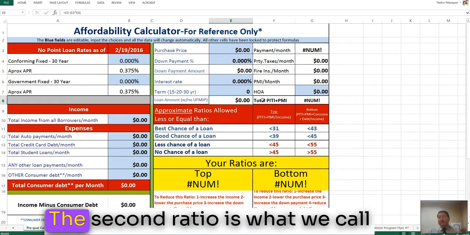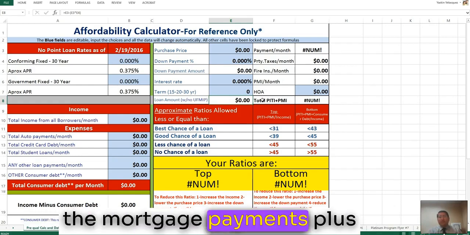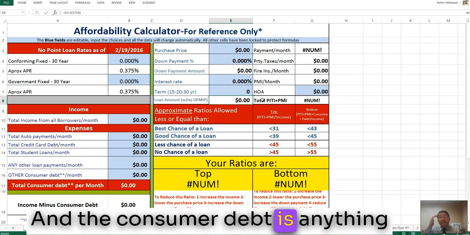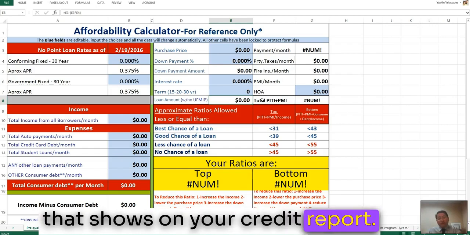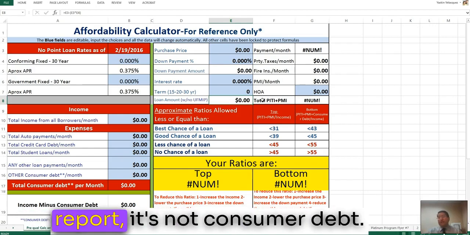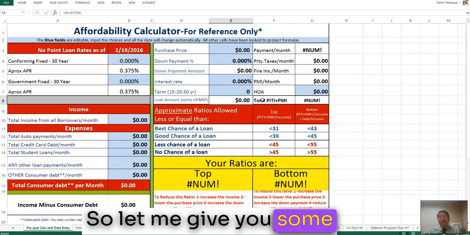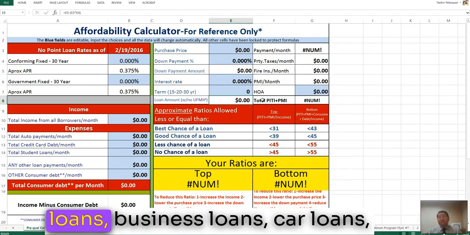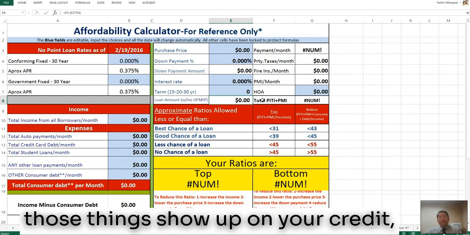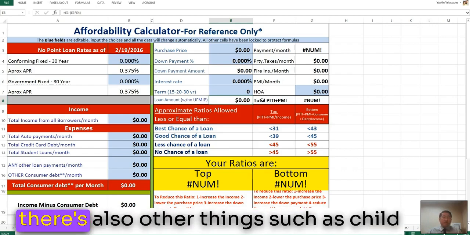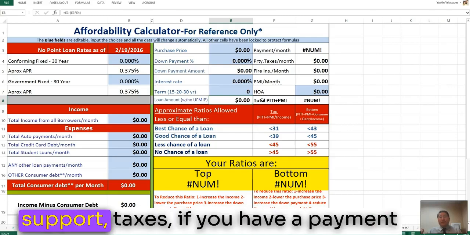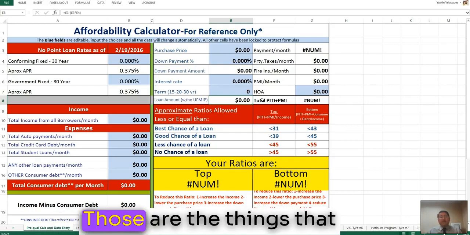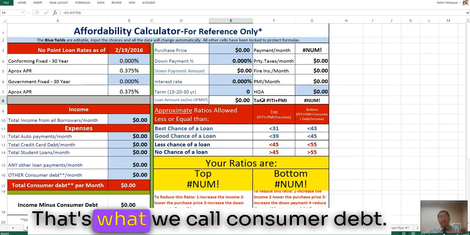That's the first ratio. The second ratio is the mortgage payment plus credit or consumer debt. The consumer debt is anything that shows on your credit report. If it doesn't show on your credit report, it's not consumer debt. Let me give you some examples of consumer debt: credit cards, student loans, personal loans, business loans, car loans. Those things show up on your credit. There are also other things such as child support and taxes. If you have a payment plan with the IRS, it will probably show on your credit and so on. That's what we call consumer debt.